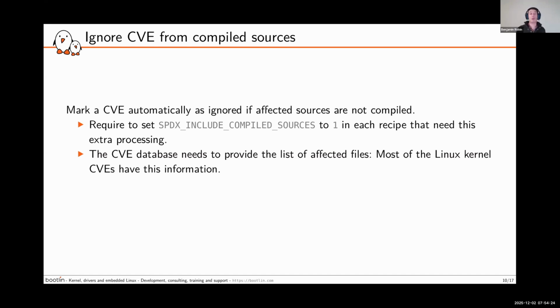For this to work, we also need a CVE database that provides the list of affected files. Fortunately, most of the Linux kernel CVEs have this kind of information. But this extra processing is not limited to the Linux kernel components. This processing can be realized for any component since this is implemented in a very generic way. You just need a CVE database that provides this list of affected sources for this particular component.